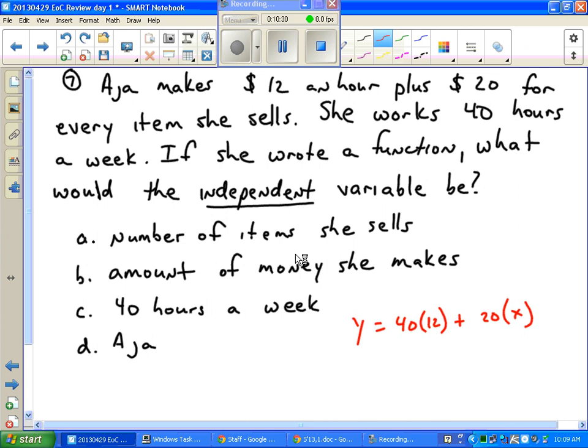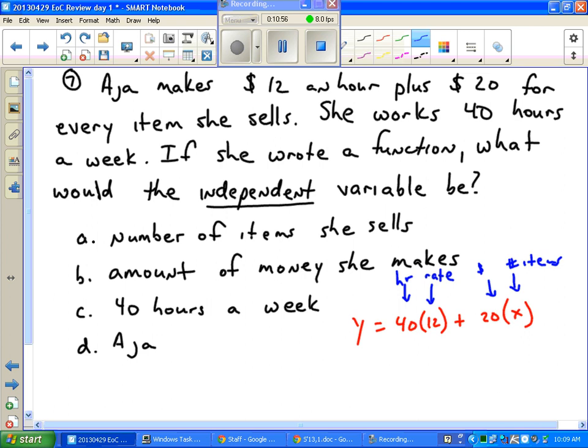But all this is saying, this is the amount of hours she works. This is her rate, and rate just means your hourly rate. And this is the amount of items sold, the number of items. This one right here is the amount of money she makes per item, money per item. So y equals 40 times 12 plus 20 times x.